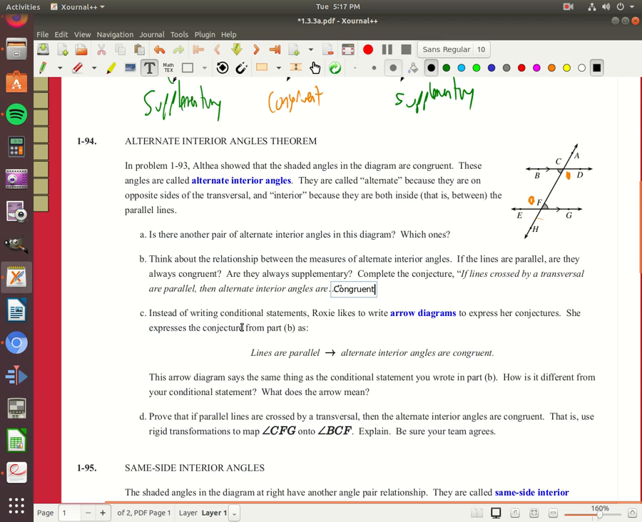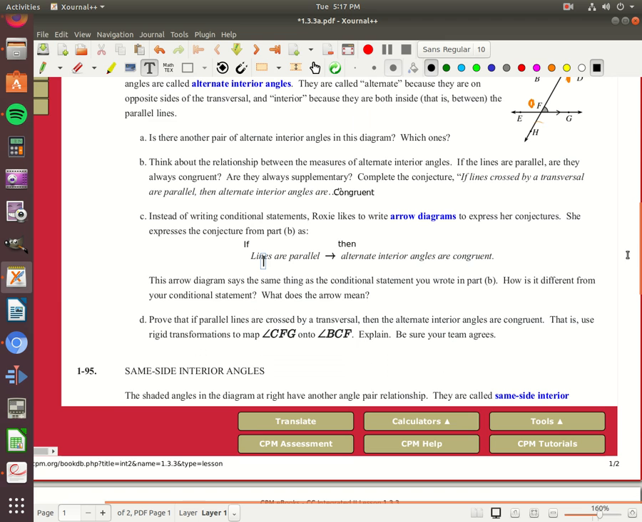That's the relationship. Instead of writing conditional statements, Roxy likes arrow diagrams. And arrow diagrams are no different. It's just like this should say if, and this should say then. It's literally the most minute of shortcuts: if lines are parallel, then alternate interior angles are congruent. It just cuts out the if and then. Nothing spectacular with the arrow diagrams. So this arrow diagram says the same thing as the conditional statement you wrote in part B, right? How is it different? Well, it doesn't say if and then. So prove that if parallel lines are crossed by a transversal, then the alternate interior angles are congruent.